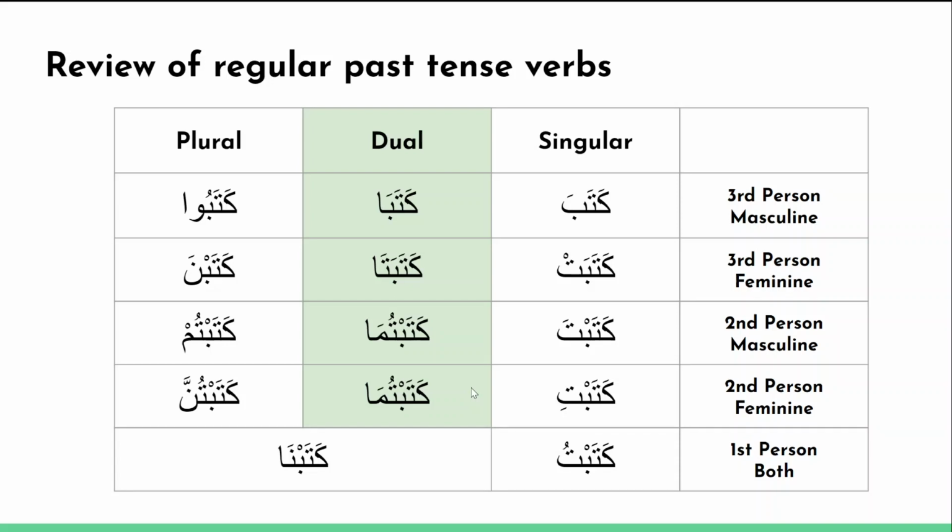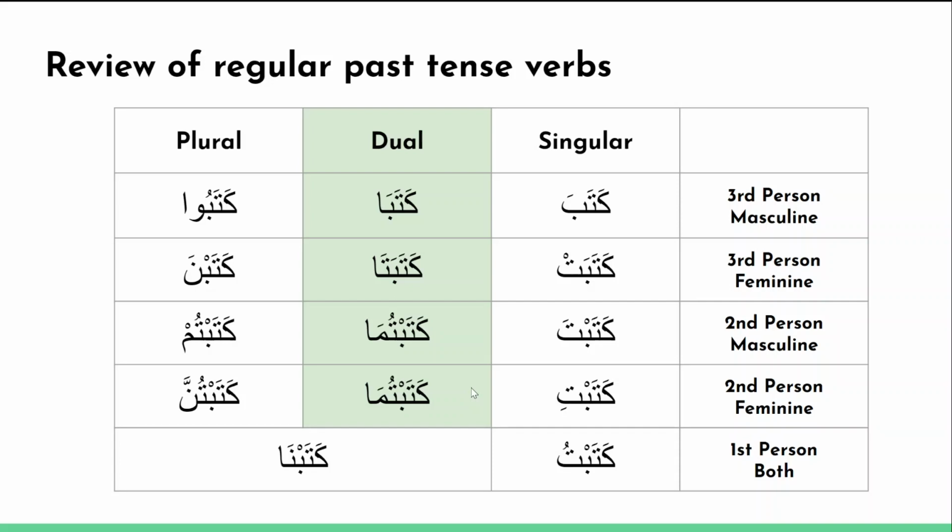Katabata. And then those women wrote katabna. You wrote, speaking to a man, katabta. You two wrote katabtuma. And that's true if I'm speaking to two men, two women, or a man and a woman. Katabtum, all of you wrote. Katabti, you woman wrote. Katabtuma, you two women wrote, or you two men, or you man and woman. Katabtunna, you women wrote.